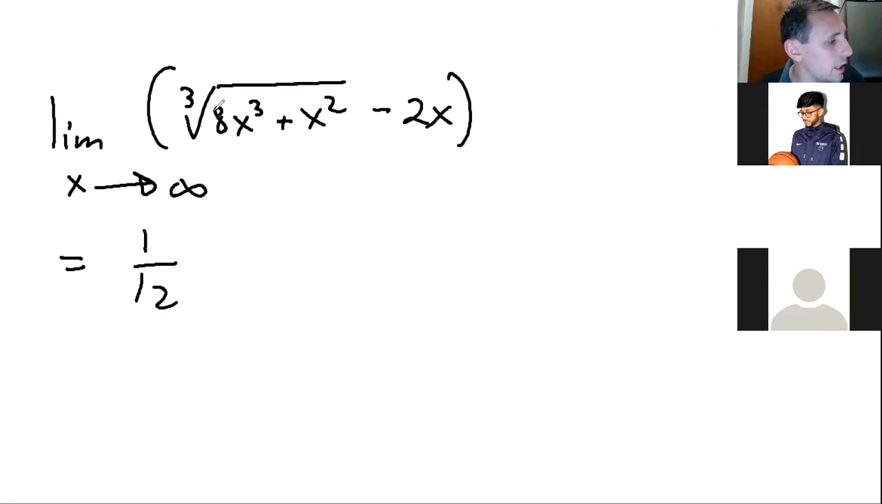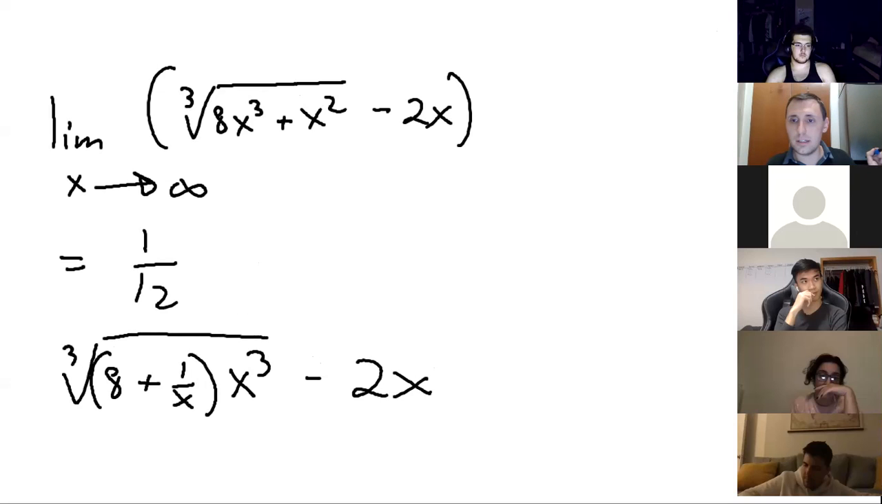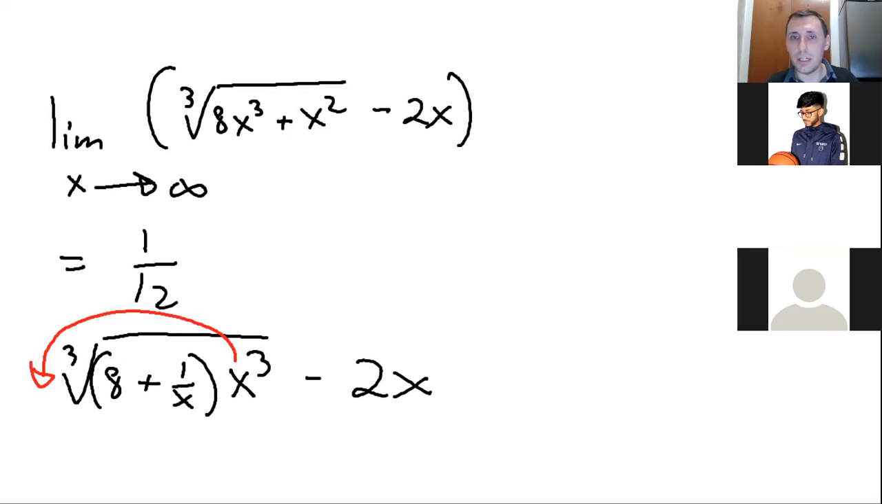So here is why. Look at it carefully. I can factor out the x cubed, right? So this would be the cube root of 8 plus 1 over x, multiplied by x cubed. Do you agree? I'm trying to be slow here, right? Minus 2x. So far, what I did, everybody sees it. I factored out x cubed. I still keep it underneath the root. Now I will factor out this x cubed and move it out. So I will move it in here.